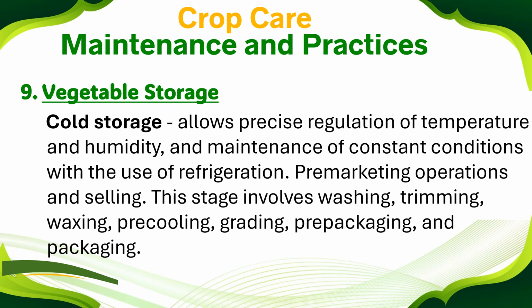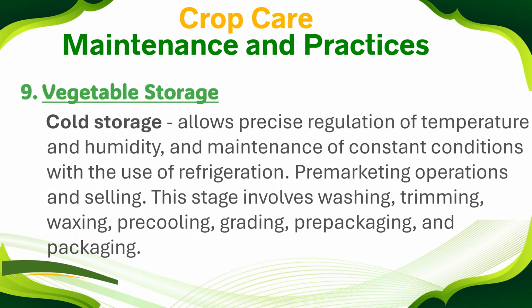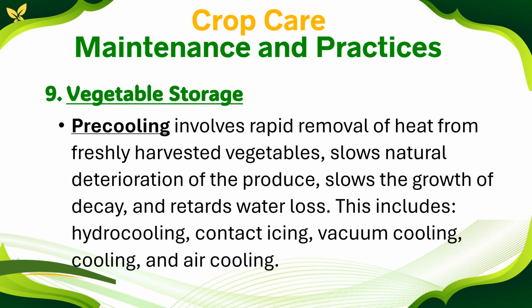Pre-marketing operations and selling. This stage involves washing, trimming, waxing, pre-cooling, grading, pre-packaging, and packaging. The pre-cooling involves rapid removal of heat from freshly harvested vegetables, slows natural deterioration of the produce, slows the growth of decay, and retards water loss. This includes hydrocooling, contact icing, vacuum cooling, and air cooling.